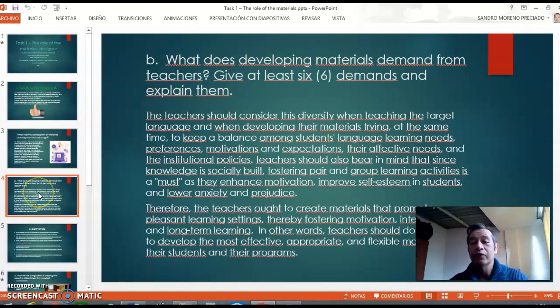Fostering pair and group learning activities is a must as they enhance motivation, improve self-esteem in students, and lower anxiety and prejudice. Therefore, the teachers ought to create materials that promote pleasant learning settings, thereby fostering motivation, interaction, and long-term learning. In other words, teachers should do their best to develop the most effective, appropriate, and flexible materials for their students and their programs.